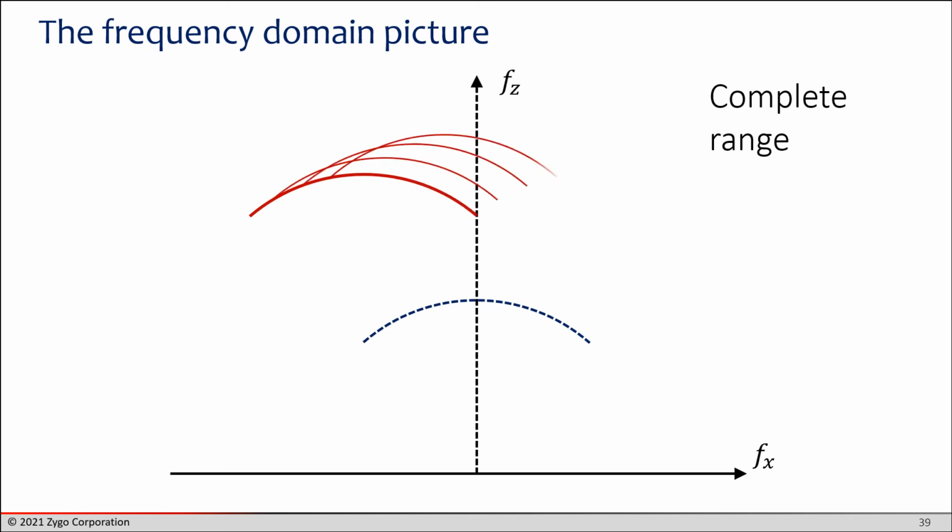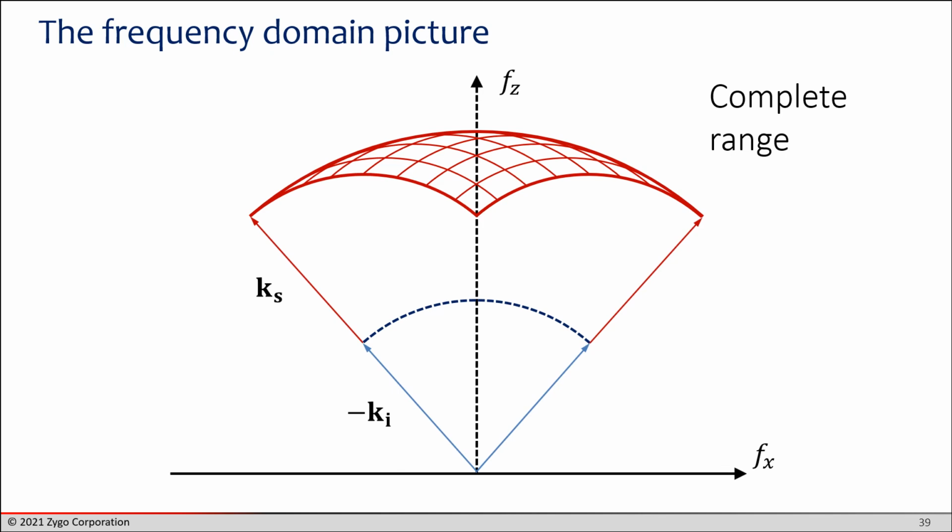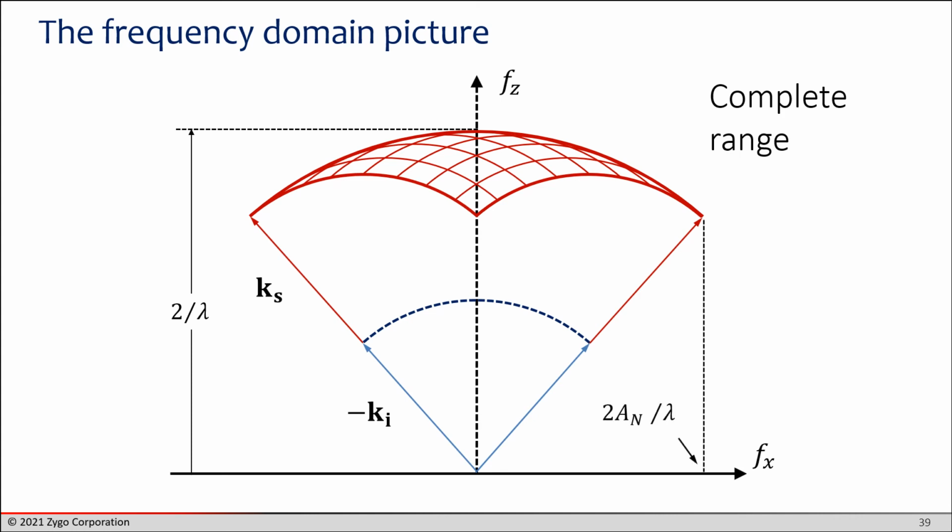If you now sweep over all of the possible incident angles and all of the possible scattering angles for each one of these incident wave vectors, you end up with this type of construction, where the peak value, the maximum frequency along the z-axis, is 2 over lambda, and the maximum spatial frequency laterally is the Abbe limit.